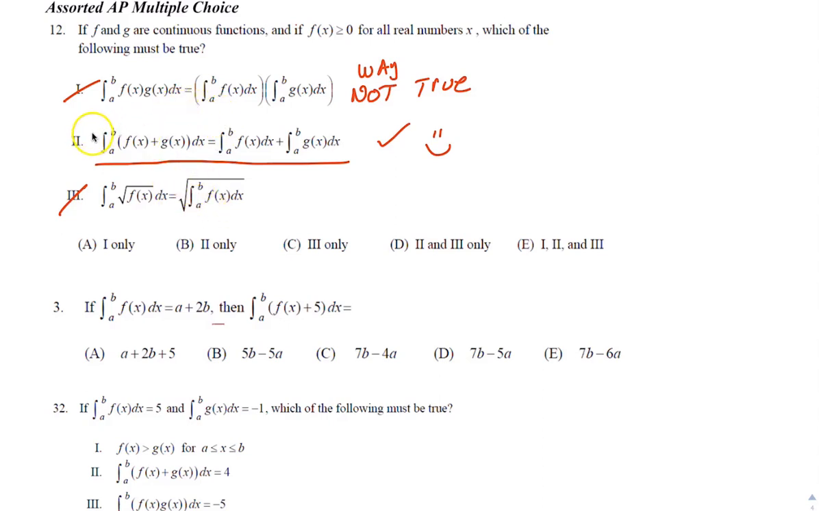The only ones that are always true are the rules we went over, and separating is probably the most famous one. You can separate if you're adding them. So it's actually only two. You can't just pull a power out. You can't just separate multiplications. You could separate addition though.